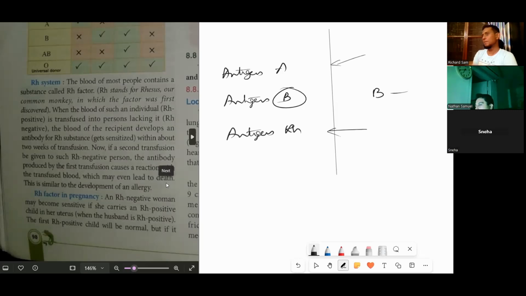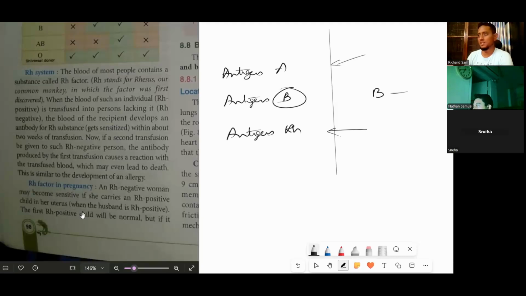So the first time blood is given, nothing will happen. But that will trigger the body to create these antibodies. And then the second time those antigens come into your body, the antibodies will cause a reaction against those antigens, which can lead to death.